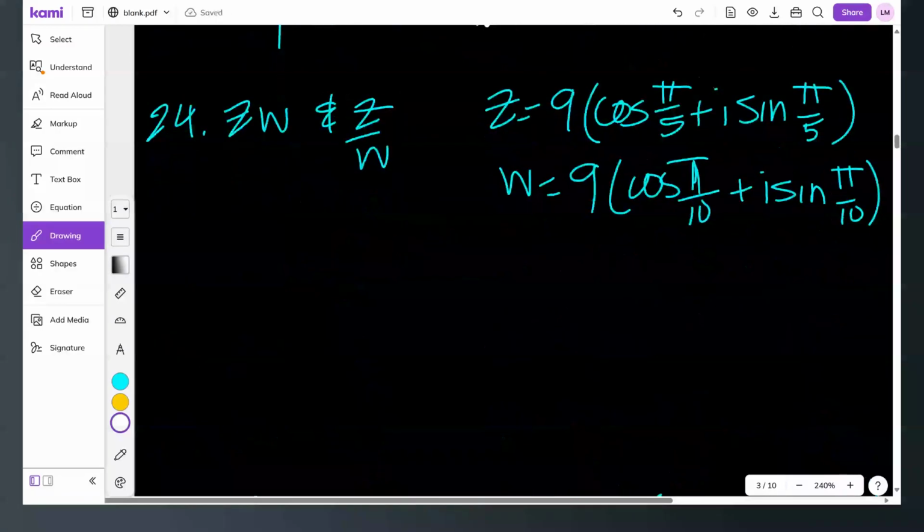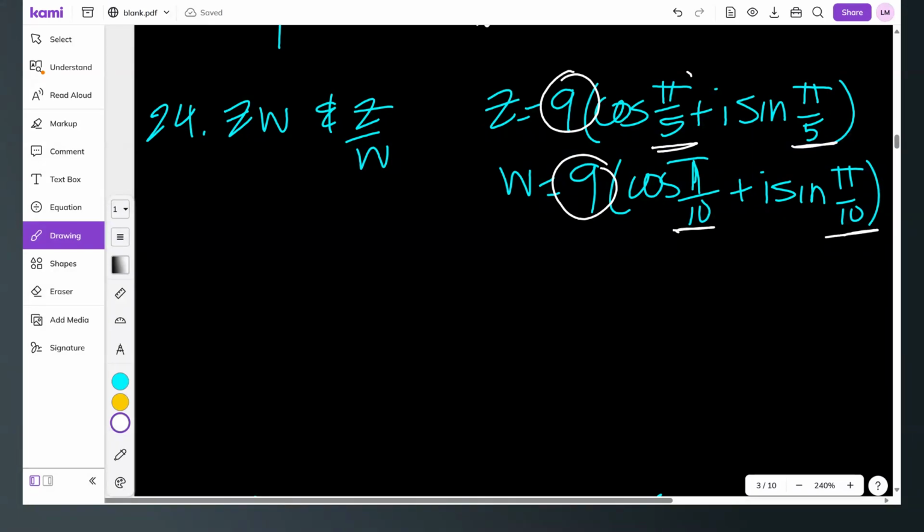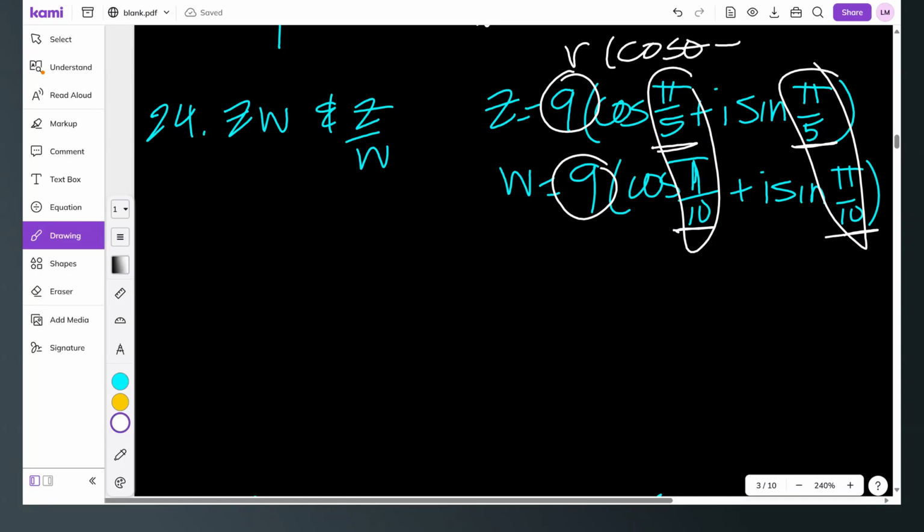All right, number 24 asks me to multiply two vectors together and then divide two vectors. So really quickly on that, when I multiply two vectors together, I multiply the r's and I add the thetas. So I'm going to add these two and add these two, which is the same. When I write this equation, it's r times cosine theta plus i sine theta. It's been a while since we've done that, but that's how I write that.